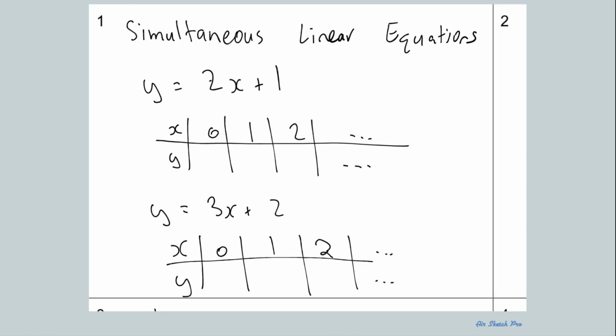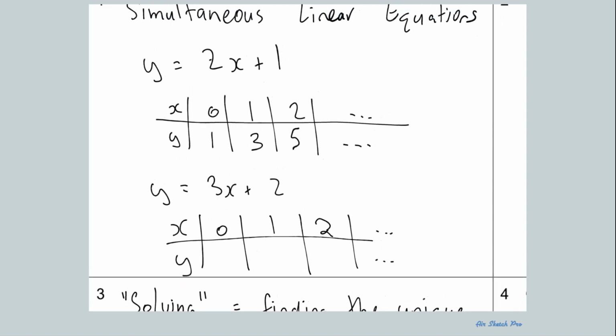So for example, when x equals 0, y would equal 2 times 0, which is 0, plus 1, which is 1. When x equals 1, you'd have 2 times 1, which is 2, plus 1, which equals 3. When x equals 2, you'd have y equal to 5, and so on. Similarly, for y equals 3x plus 2, we would have 3 times 0 is 0, plus 2 is 2. We would then have 3 times 1 is 3, plus 2 is 5. And then we would have 3 times 2 is 6, plus 2 is 8, and so on. So there's an infinite number of solutions.